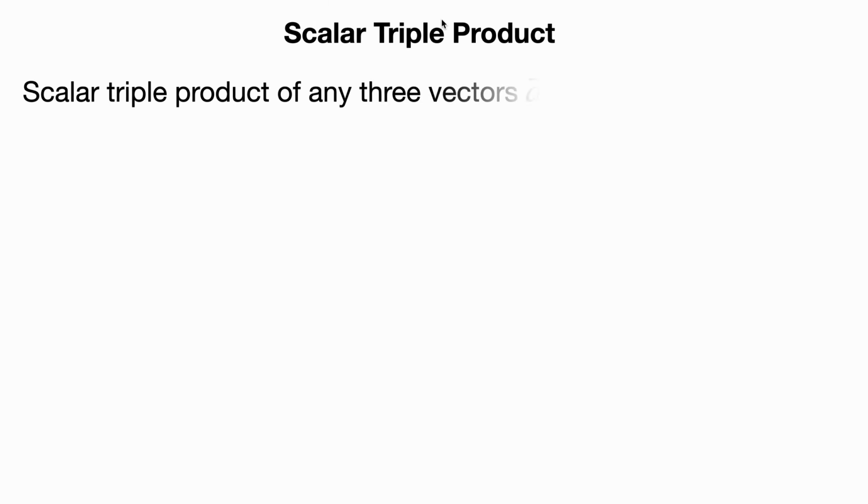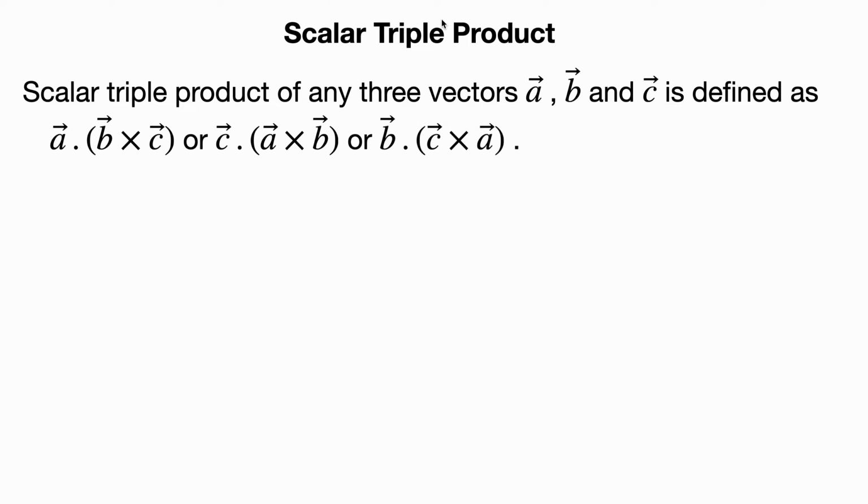Scalar triple product of any three vectors, vector A, vector B and vector C is defined as vector A dot vector B cross vector C, or vector C dot vector A cross vector B, or vector B dot vector C cross vector A. That means the cross product of two vectors and dot of this cross product with the third vector. So it is also written as vector A, vector B and vector C inside a square bracket.